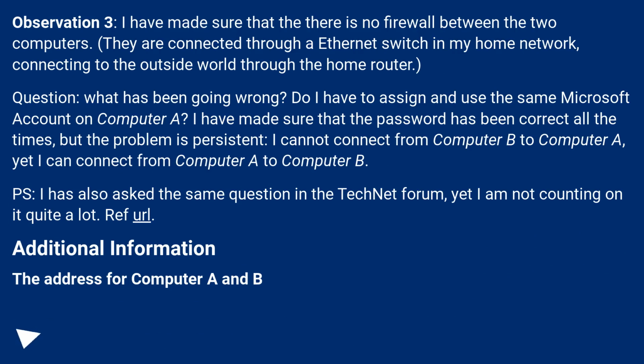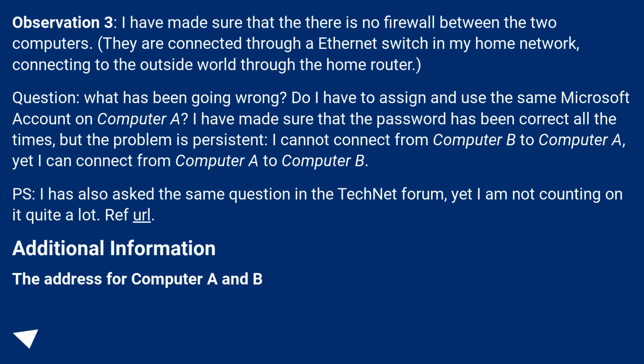Observation 3. I have made sure that there is no firewall between the two computers. They are connected through an Ethernet switch in my home network, connecting to the outside world through the home router. Question: what has been going wrong? Do I have to assign and use the same Microsoft account on computer A? I have made sure that the password has been correct all the times, but the problem is persistent. I cannot connect from computer B to computer A, yet I can connect from computer A to computer B.